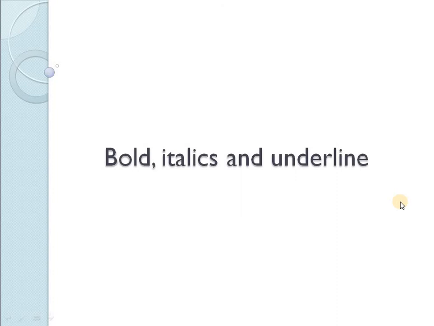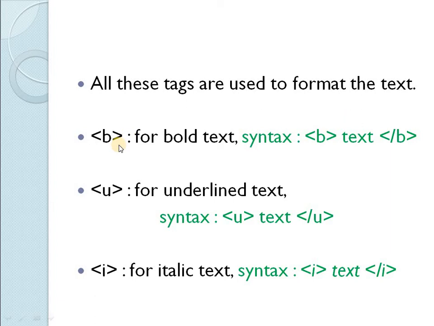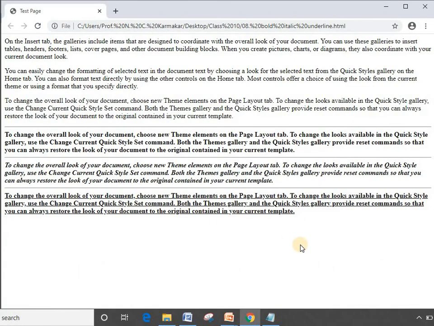Okay, bold, italics and underline. If we wish to create text in bold style, italics and underline style, we have tags for them also. It is very easy. All these tags are used to format the text on the web page. The B tag is used for bold, and this is the syntax: the starting bold tag, then the content you wish to write in bold style, and then close the tag. For underline, this tag, the text and then the closing tag. For italics, this. See the example, because without an example it is not good to practice. Examples are best to practice.